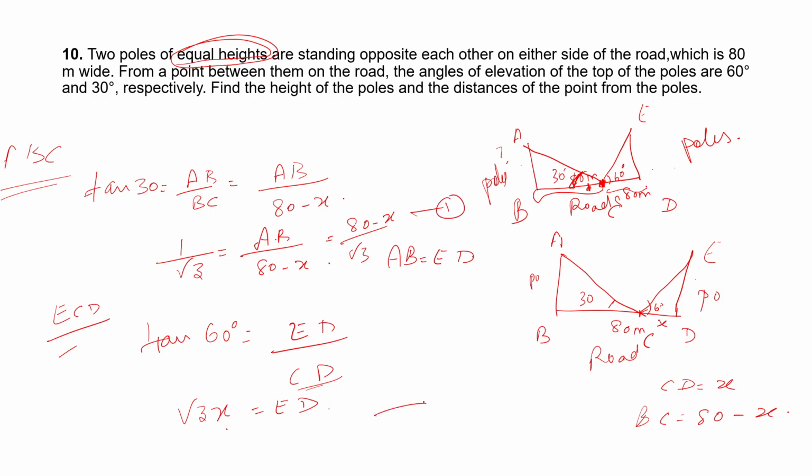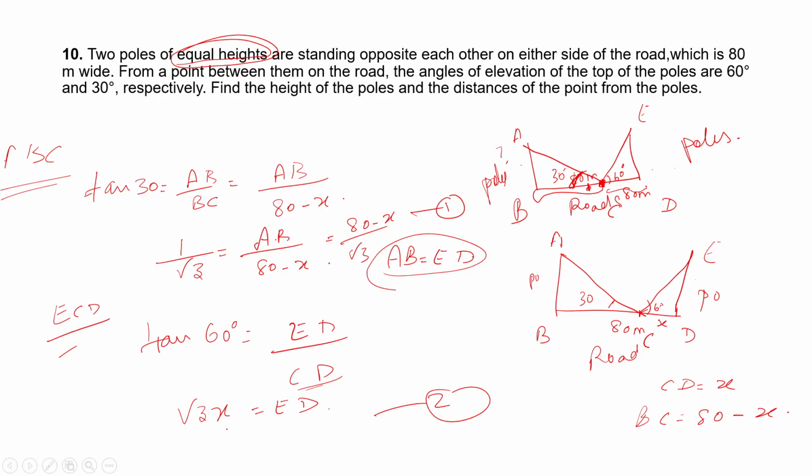See, this is 1 and this is 2. Since both are equal, we can equate 1 is equal to 2. Both the poles are equal. So what is 1? (80 minus X) by root 3, and here it is root 3X. So this will become 3X and this will be 80 minus X. So 4X is equal to 80, X is equal to 20.